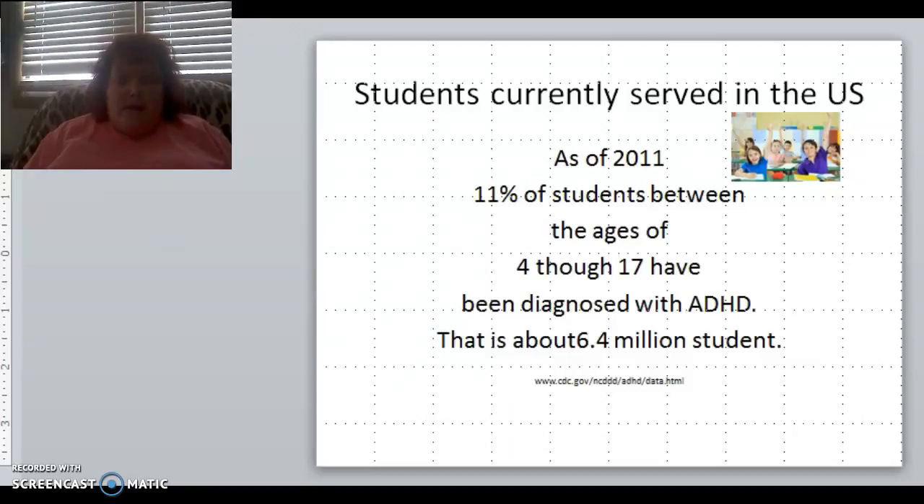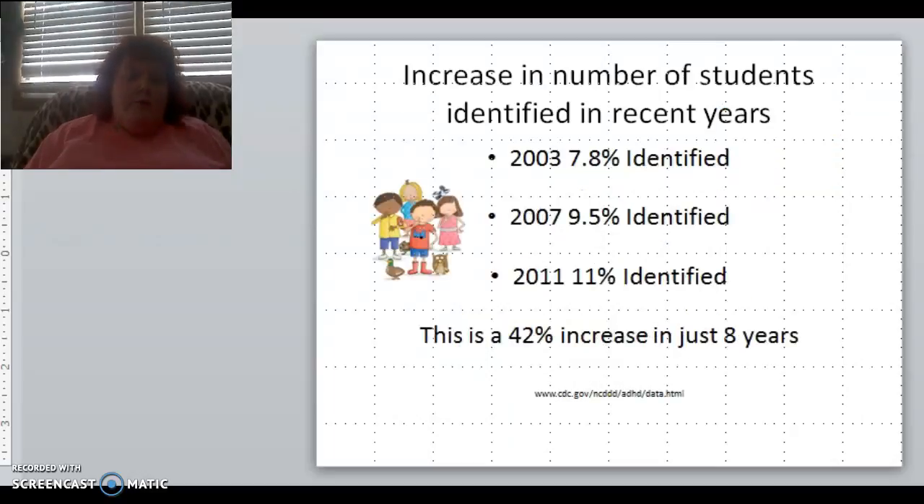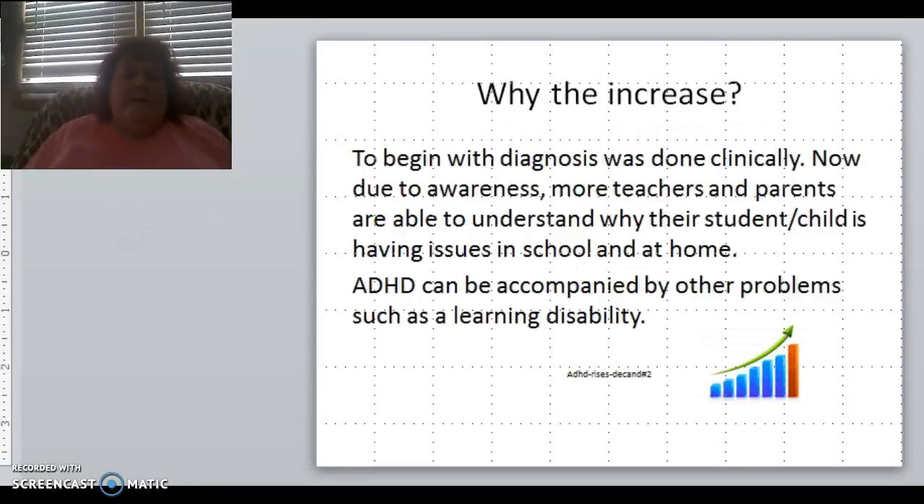In the United States, as of 2011, 11% of students between the ages of 4 and 17 have been diagnosed with ADHD. That is about 6.4 million students. The increase in numbers identified in recent years is as follows. In 2003, there was 7.8%. In 2007, 9.5%. And in 2011, as we saw on the previous slide, 11%. Now that is a 42% increase in just 8 years. That's a lot. So why the increase?